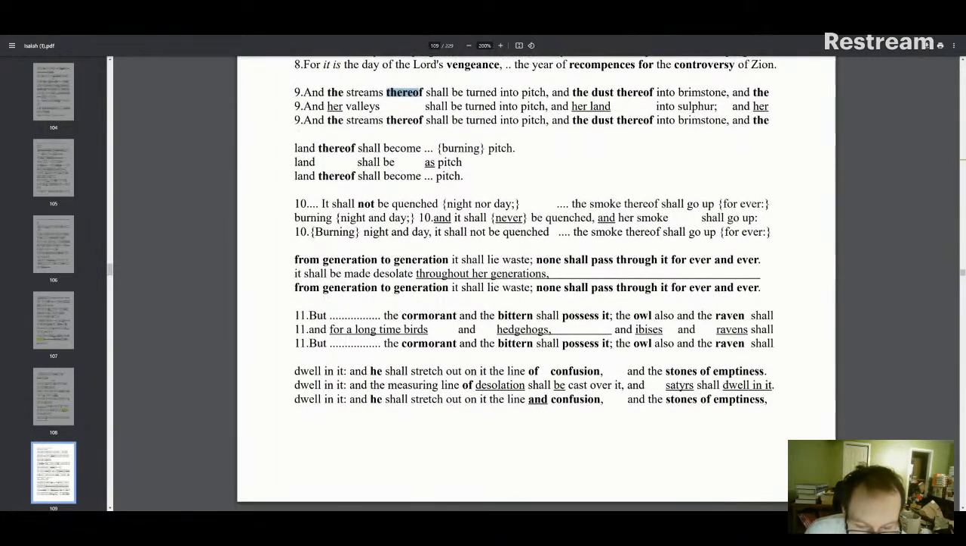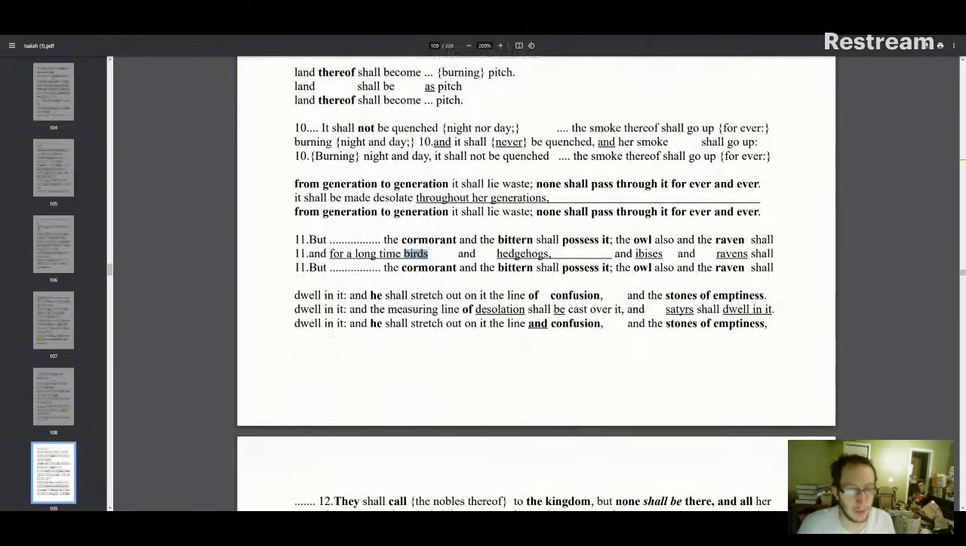Throughout her generations is the translation of from generation to generation, and it also combines the two things here. None shall pass through it forever and ever is translated in the Septuagint as for a long time. So we're seeing the Septuagint is taking shortcuts in some of the translation, condensing longer phrases. Singular versus plural, singular, plural. So again, we've got that classic pluralization of the Septuagint.